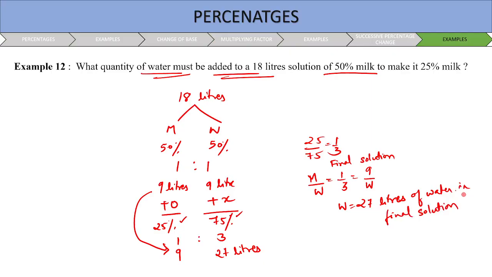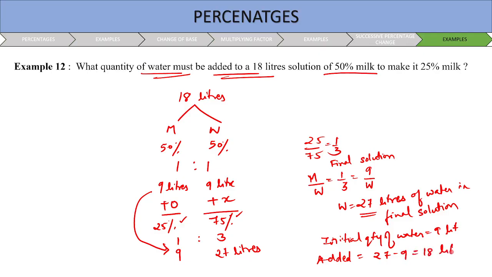But what we have to find? We have to find the quantity of water that must be added. So the initial quantity of water was how much? 9 liters. And what is my final quantity? It is 27 liters. So how much have I added? I have added 27 minus 9, which is 18 liters. So this X value is nothing but 18 liters. So 9 plus 18 is going to give me 27.